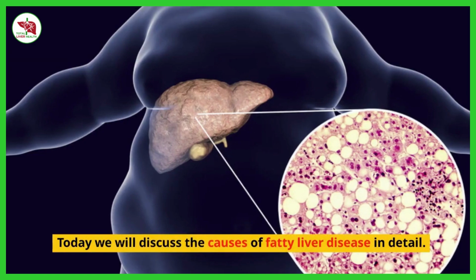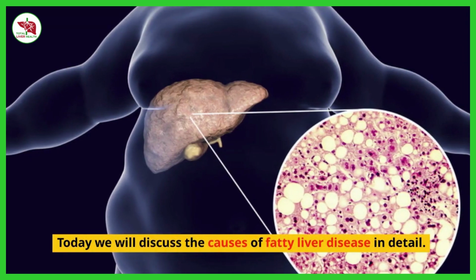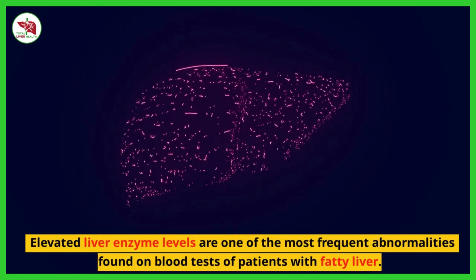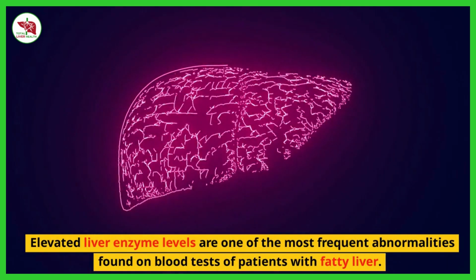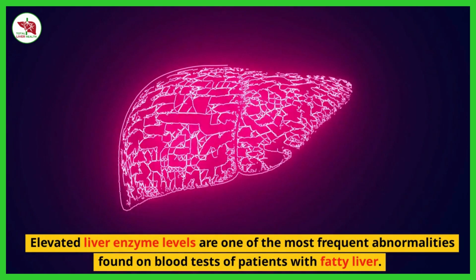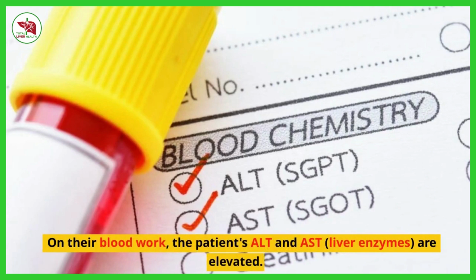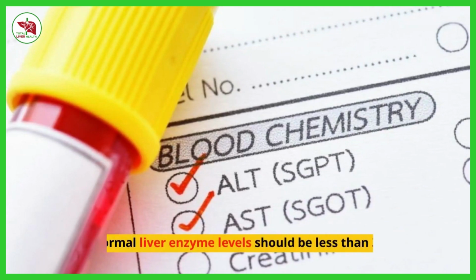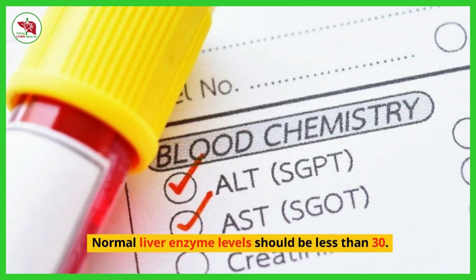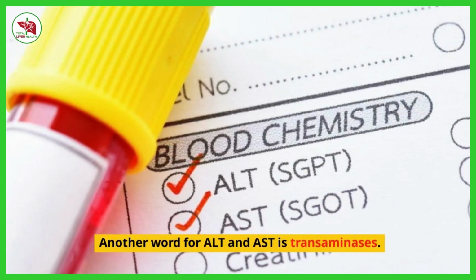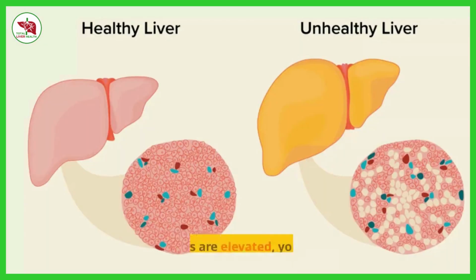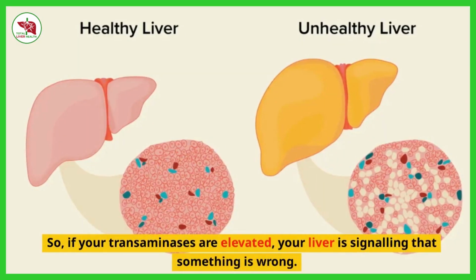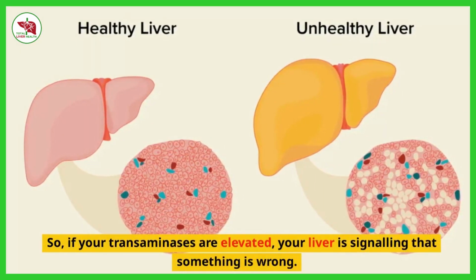Today we will discuss the causes of fatty liver disease in detail. Elevated liver enzyme levels are one of the most frequent abnormalities found on blood tests of patients with fatty liver. On their blood work, the patient's ALT and AST, liver enzymes, are elevated. Normal liver enzyme levels should be less than 30. Another word for ALT and AST is transaminases. So, if your transaminases are elevated, your liver is signaling that something is wrong.